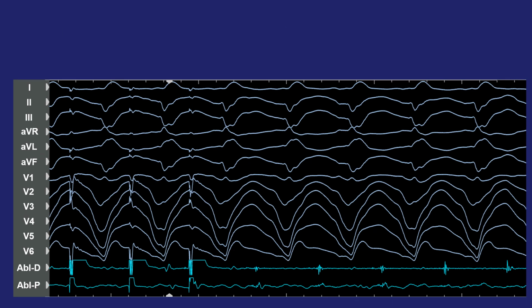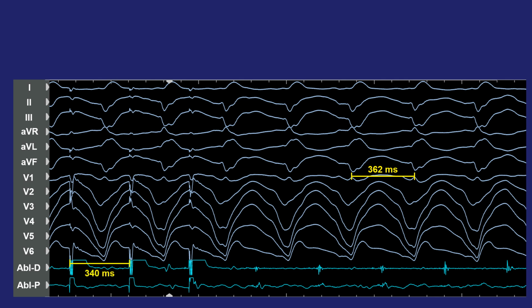Another example. Here we have VT at 362 milliseconds. By the way, all of these examples are from my group, my EP group. I'm very proud of them, and I went through a lot of cases to find all these examples of different sites within VT circuits. So kudos to my colleagues for doing all these great cases and giving me material for this presentation.